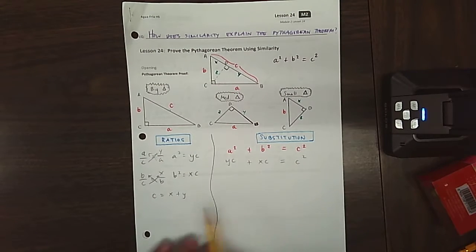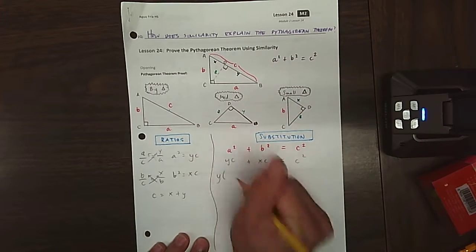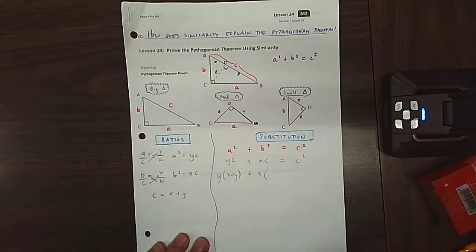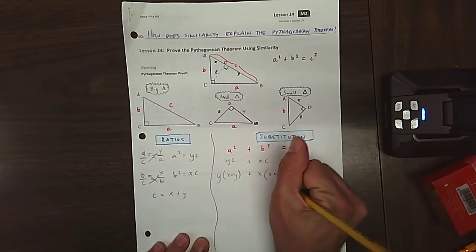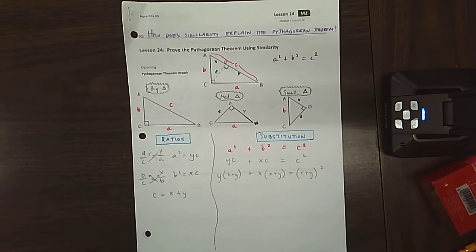So watch what we're going to do now. We're going to replace the c with x plus y. So instead of y times c, we can say y times x plus y. And instead of x times c, we're going to say x times x plus y. And now we're going to say x plus y squared. Okay, now this may look like we've complicated it even more, but what we're hoping for is if everything on the left comes out the same as everything on the right, then we've proven by similarity that the Pythagorean theorem works.